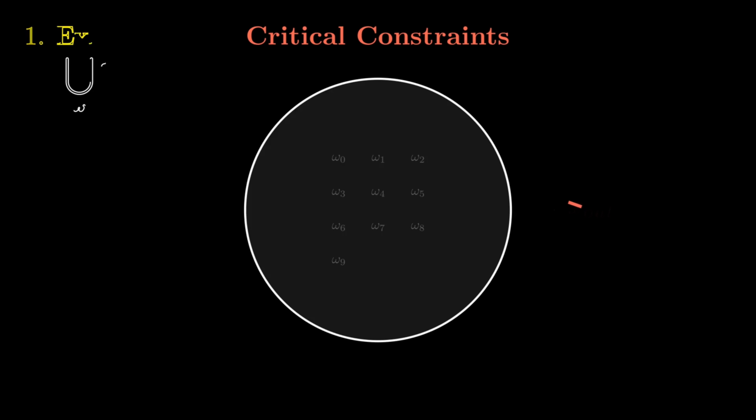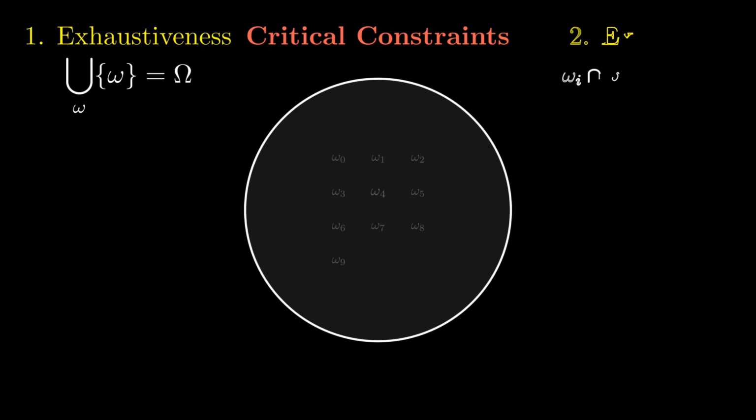Exhaustiveness. The set must cover every possible outcome. No experimental result can occur that is not represented by an ω in Ω. Exclusivity. The outcomes must be mutually exclusive. If the experiment concludes, exactly one ω has realized.